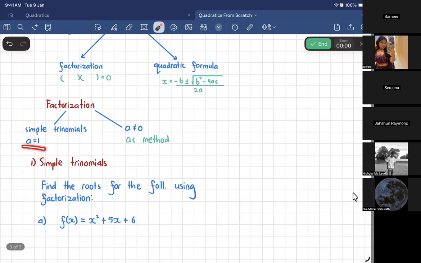If a is equal to 1, then the proper name for it is a simple trinomial. Why do we call it a trinomial? Because it's 3 terms you're seeing, right? So trinomial. Nomial just means term. So if it's trinomial, it's 3 terms. Cool.